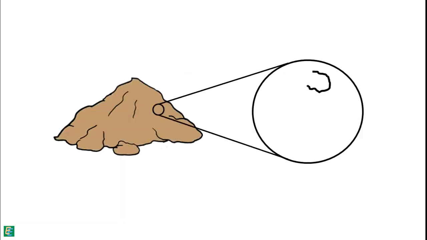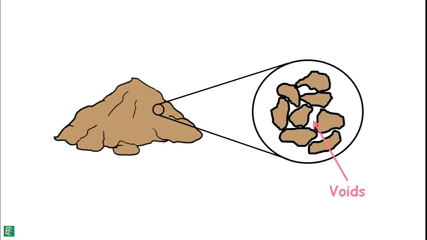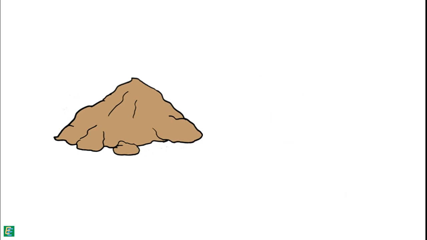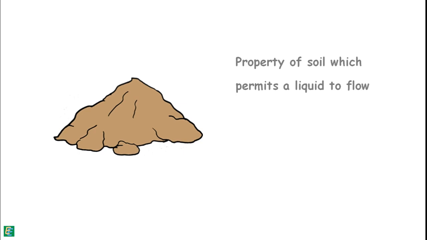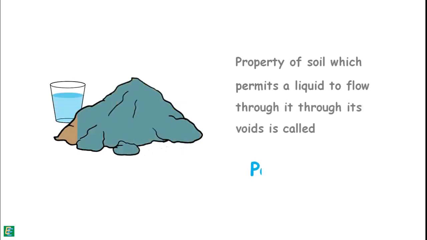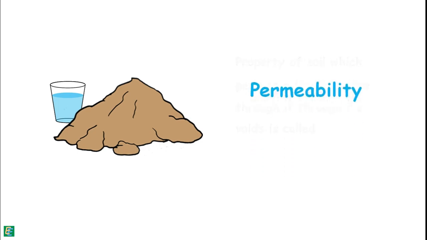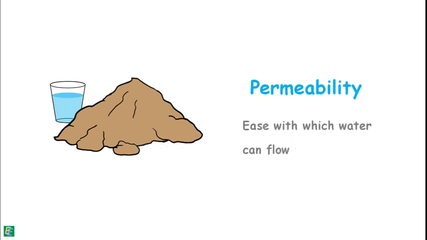Any soil, when deposited, contains some voids in it. The property of the soil which permits water or any liquid to flow through its voids is called permeability. Permeability is the ease with which water can flow through the soils.